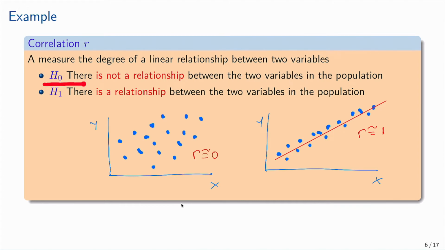The null hypothesis will say that there is no relationship between the two variables in the population. So this will be the null hypothesis. And the alternative hypothesis is that there is a relationship between the two variables of the population.